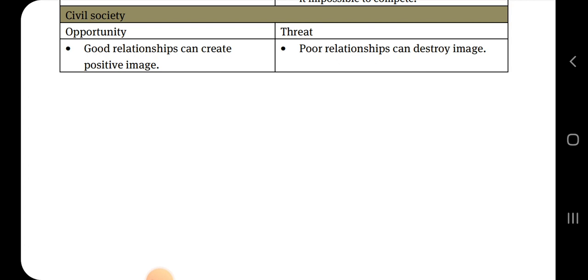So as a business, you need to have a good relationship with whoever you are operating around. If you're operating in a certain town, you must have good relationships with the people and all the groups there. The threat is that a poor relationship can destroy the image. We are done with the market environment.